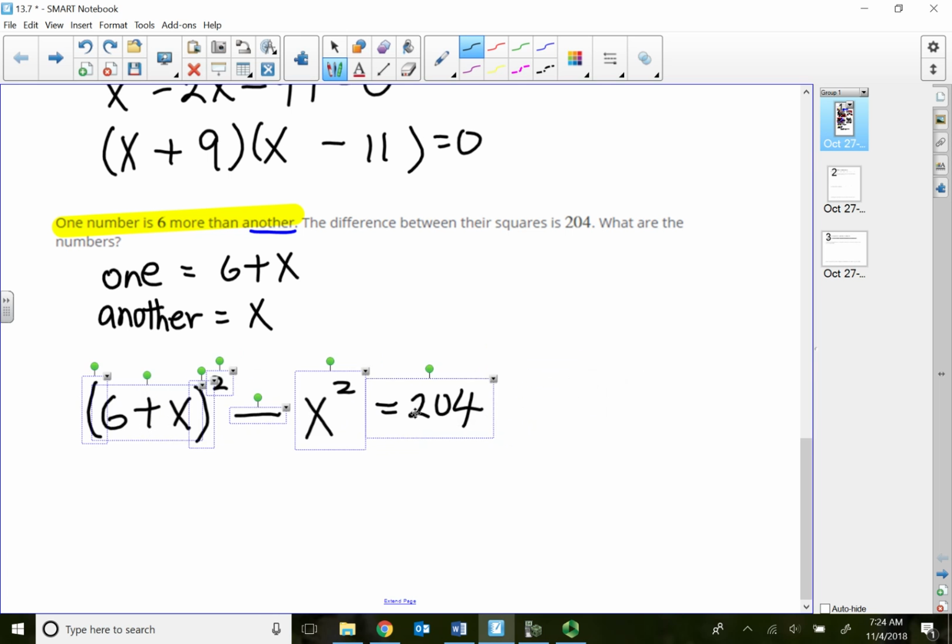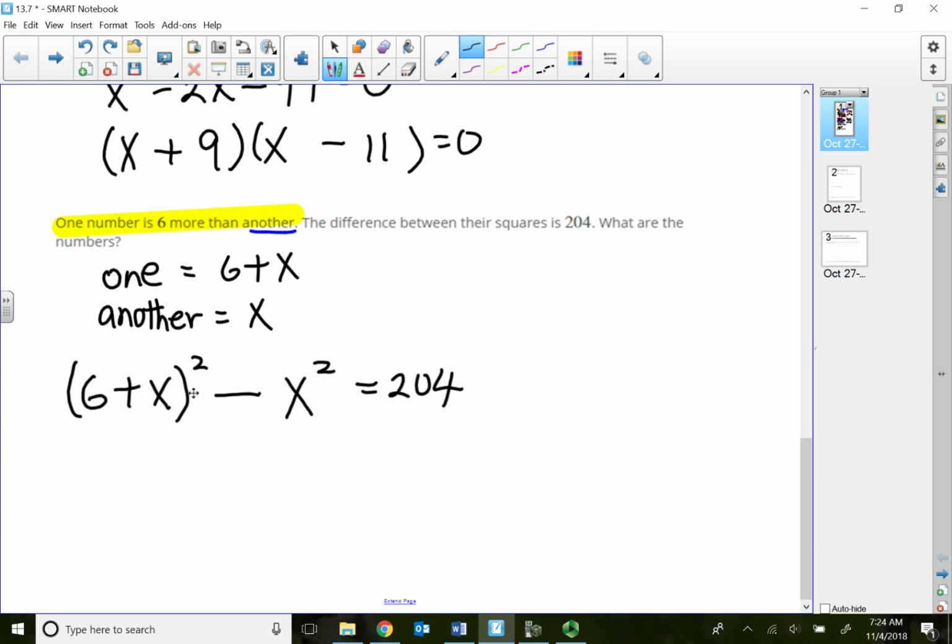All right, so let's see. So let's do this same thing. Okay, 6 plus x whole thing squared. We can use perfect square binomial formula, which is my first number is 6 whole thing squared plus 2 times my a times my b. 2 times 6 times x is 12x plus my b, which is x whole thing squared, minus another x squared equal to 204.